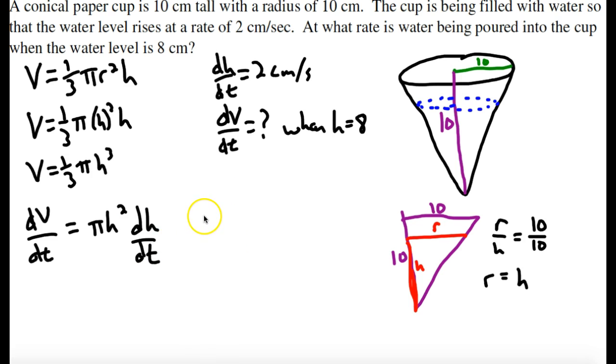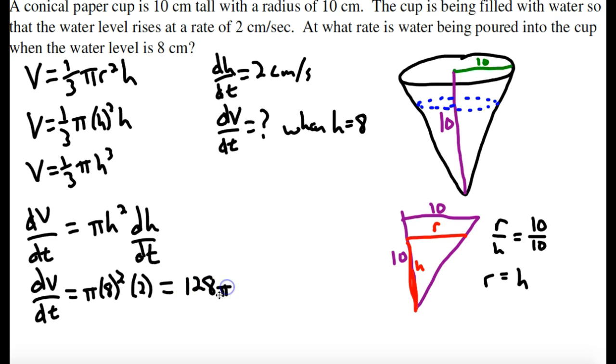So now we can plug in what we know. I know that at this instance, h is equal to 8 and dh/dt is equal to 2. I'm solving for dV/dt. So we get dV/dt equals pi times 8 squared times 2. 64 times 2 is 128, so I'll just leave it as 128 pi. And since we're talking about volume, this would be cubic centimeters per second.